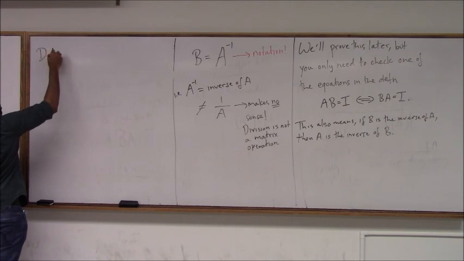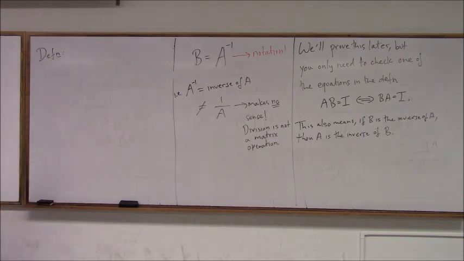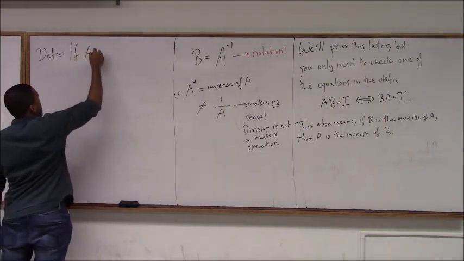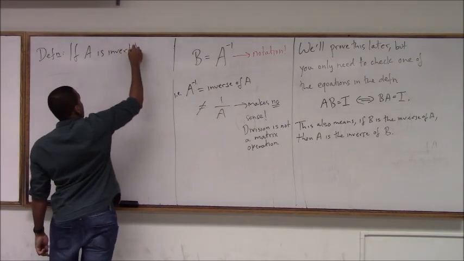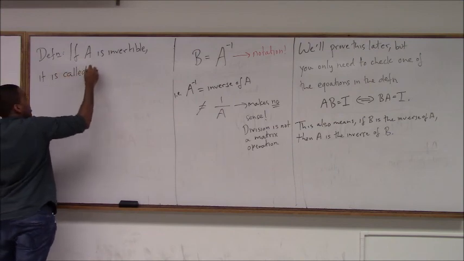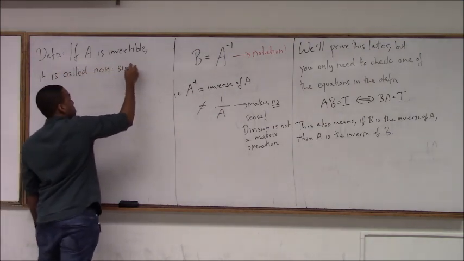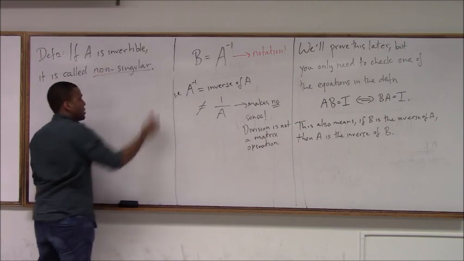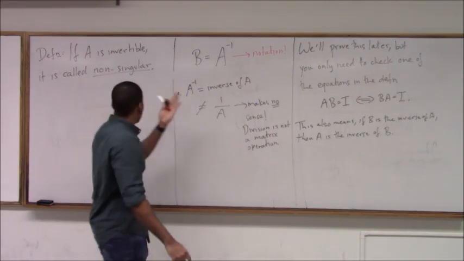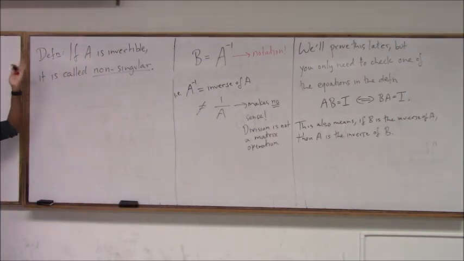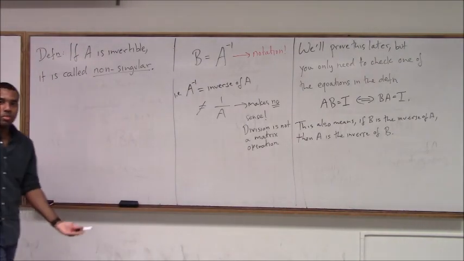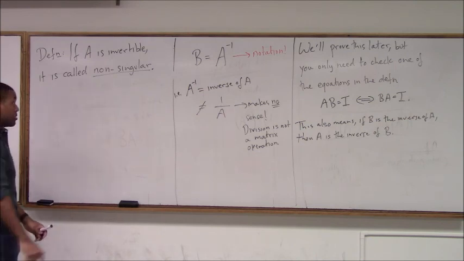Definition. This is a vocabulary definition. There's no real mathematical content to it. If A is invertible, it is called non-singular. So if you say this is a non-singular matrix, it means it's invertible. It'll also tell you something about the determinant. Spoiler alert, the determinant of an invertible matrix is always non-zero. And in fact, if you know the determinant of a matrix is non-zero, it means it's invertible. It's one of those equivalent definitions.